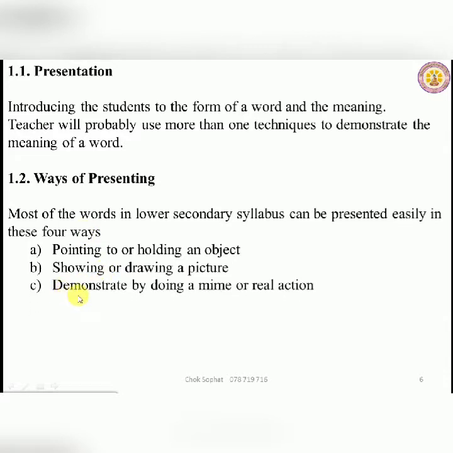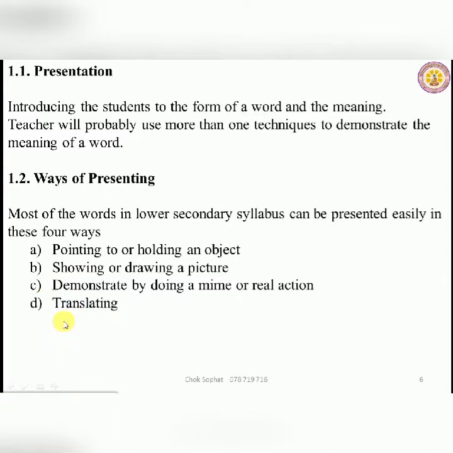And one more is to demonstrate by doing mime or with a real object. Sometimes we can use the mime or real action. For example, when we teach the word duck, you walk like a duck, or we can make the sound like a duck. Or when we teach the word monkey, you can show your mime like a monkey. All of these are techniques for presenting the new vocabulary for the lower secondary syllabus, and all of these techniques are very popular for young learners.